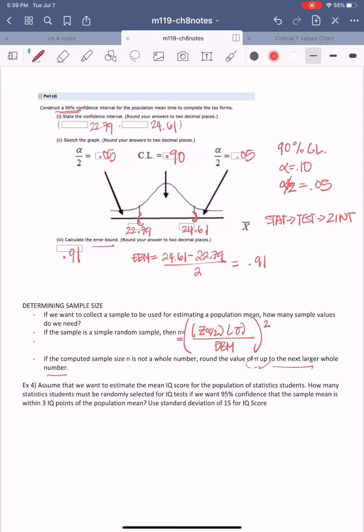Assume that we want to estimate the mean IQ score for the population of statistics students. How many statistics students must be randomly selected for IQ tests if we want to be 95% confident that the sample mean is within 3 IQ points of the population mean? Use a standard deviation of 15 for IQ score. All right, so what do we know? We know 95% confidence level. So Z alpha over 2, the critical value, because we need to calculate it, because the formula is right here.